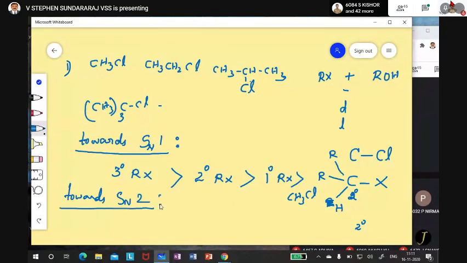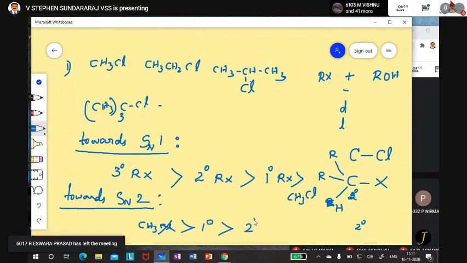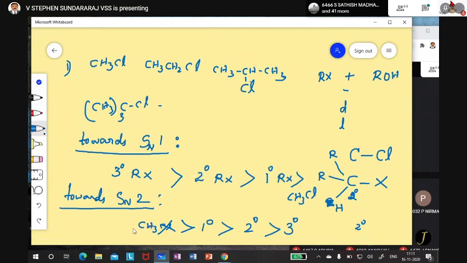Towards SN2, it is more reactive if it is not a bulky group. So CH3X will be most reactive, primary will be a little less reactive, secondary less, and tertiary will be least. If CH3 is there, attack will be possible in one step, and that is SN2. Remember this order for identifying the reactivity.